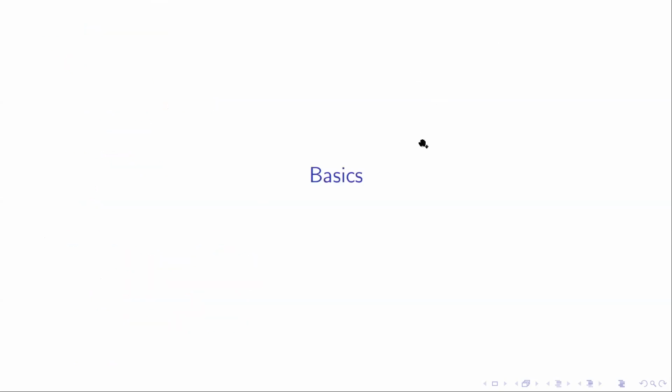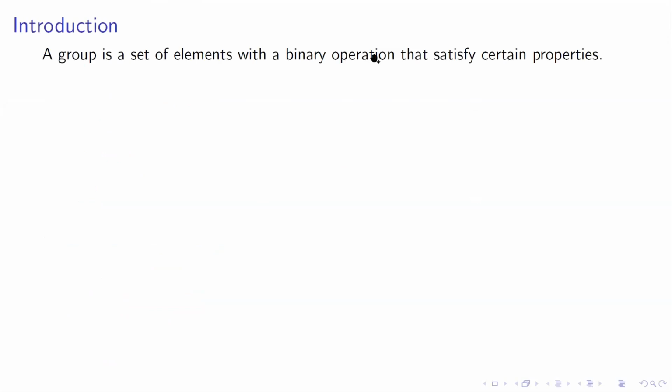Okay, so what is group theory? Basically, we have learned about sets, right? So what is a set? A set consists of elements. Let's say we have A, B, C, a lot of elements. This we call a set. But what is a group?